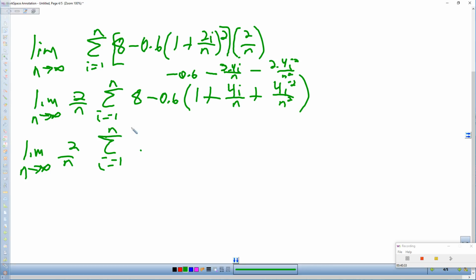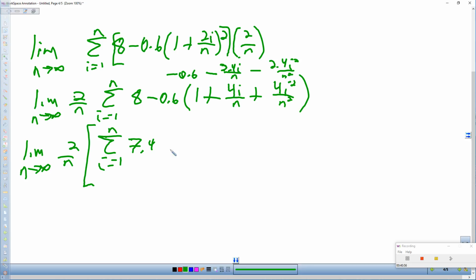Don't you have to square 2.4? 7.4. No, because I squared it already here. I made it 4i squared. So I already squared it, it's just the i being squared here. Oh, okay. So 8 minus 0.6 is 7.4. Okay, that's the first part.